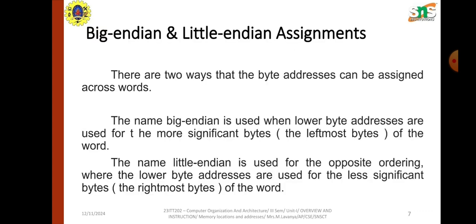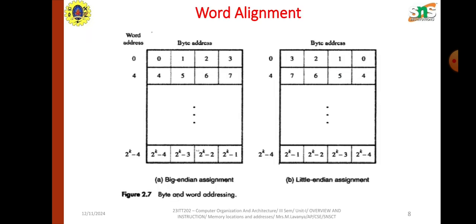This is the definition for big endian. Big endian means the lower byte addresses are used for the most significant bytes, where the most significant byte is referred to as the leftmost bit of the word. Okay, this is for big endian. Let us see here. This is the diagrammatic representation.